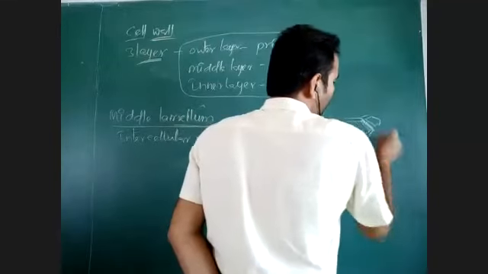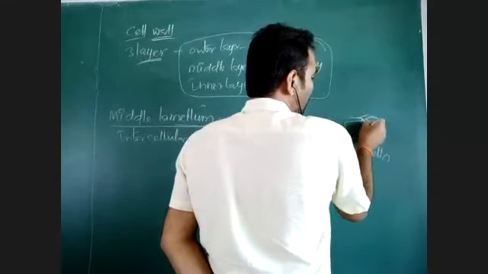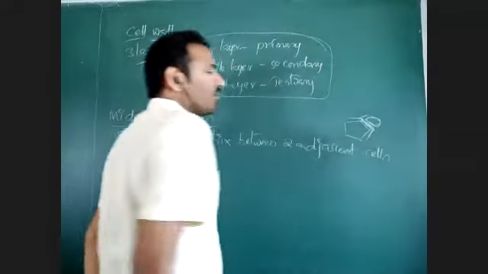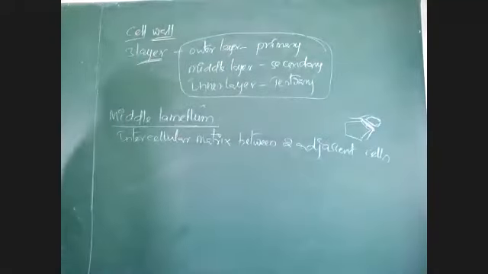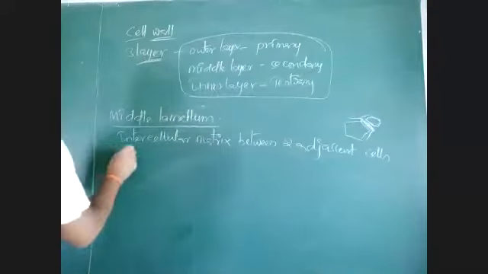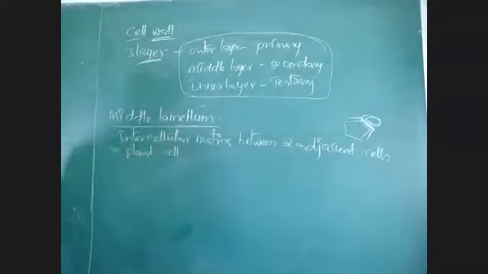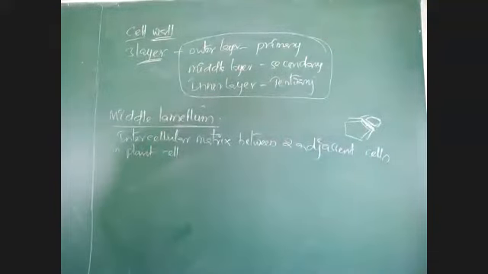Between two adjacent cells, there is the presence of an intercellular matrix. What is that called? Middle lamellum. This is present in plant cells. Middle lamellum is the intercellular matrix present between two adjacent cells in a plant cell.